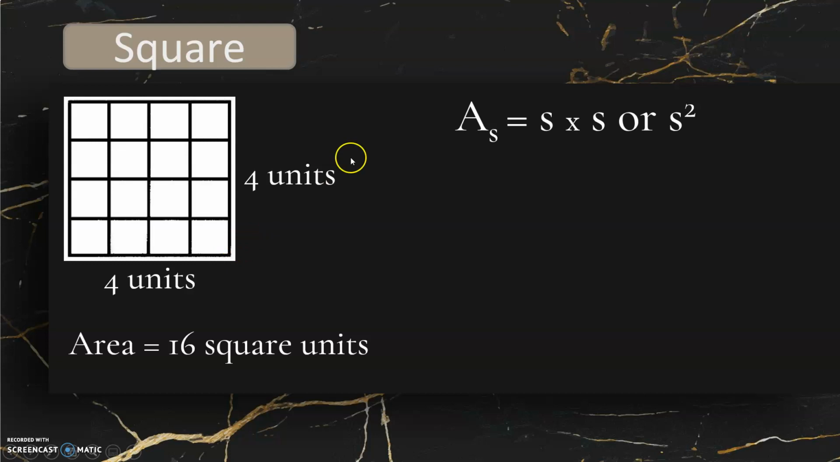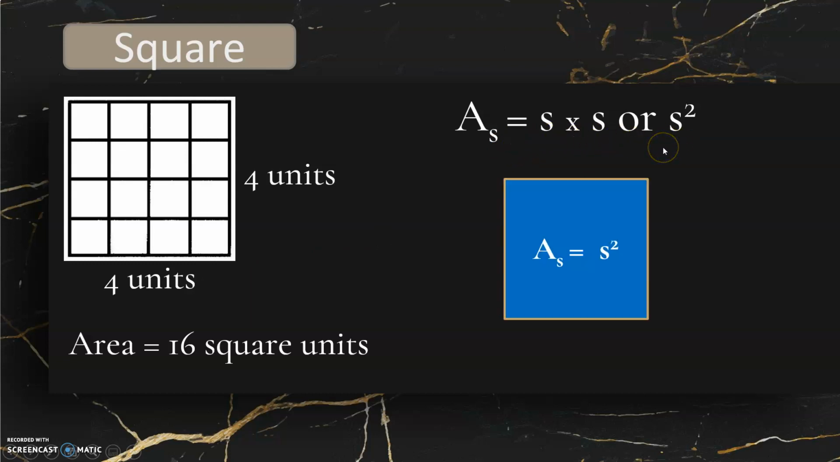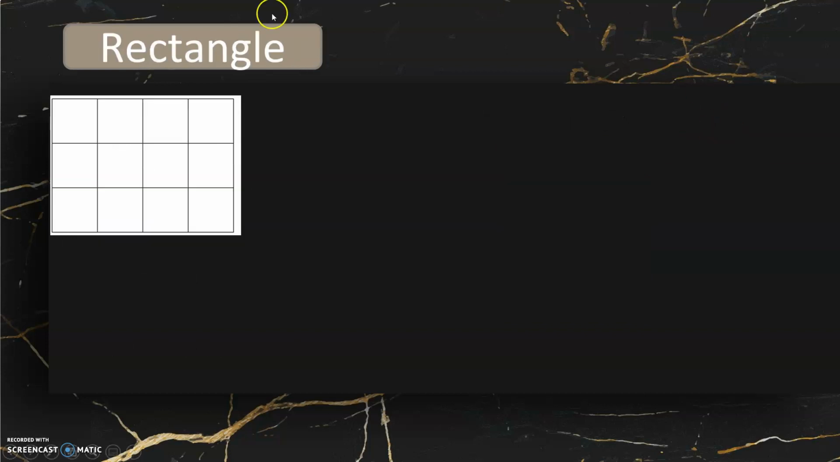That means to find the area of a square, we simply have to multiply the measure of its one side to itself, since all sides in a square are equal. Again, the formula that we will use to find the area of a square is side times side, or s squared. Next, let's find the area of a rectangle.